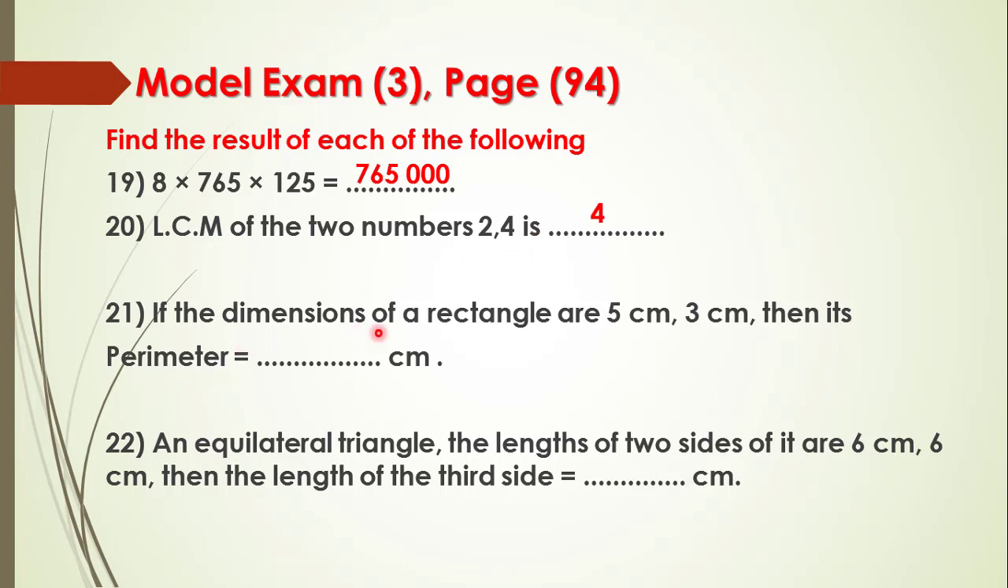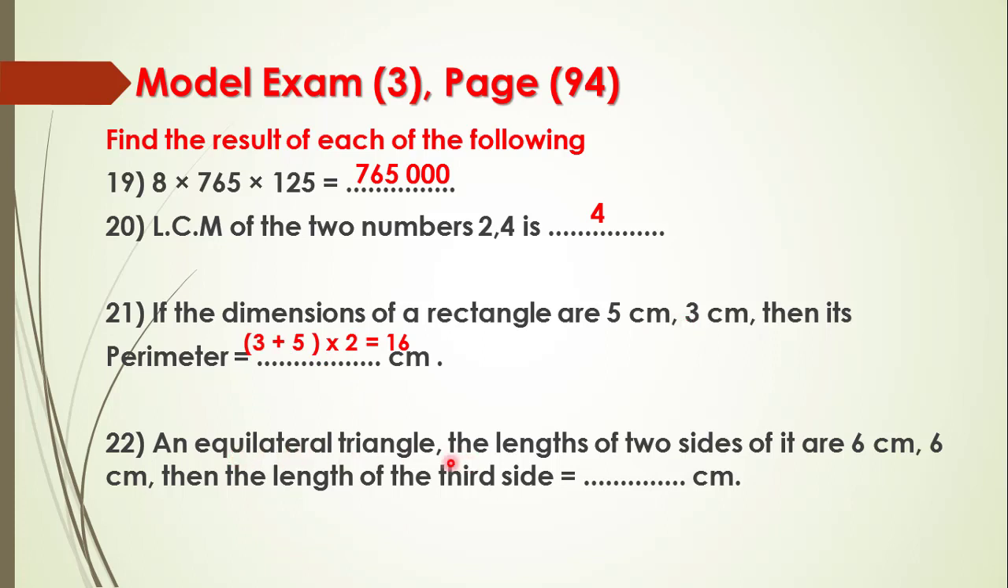Number 21. If the dimensions of a rectangle are 5 and 3, then its perimeter? The perimeter of a rectangle means length plus width, then multiply by 2. So I'll add 5 plus 3, 8, then multiply by 2. 8 times 2 equals 16.